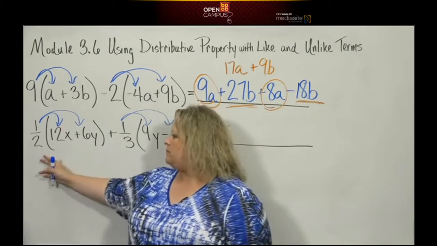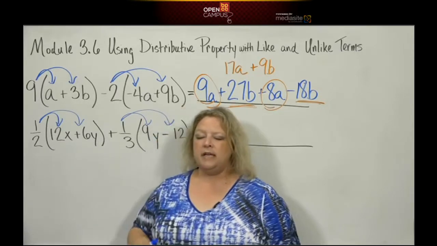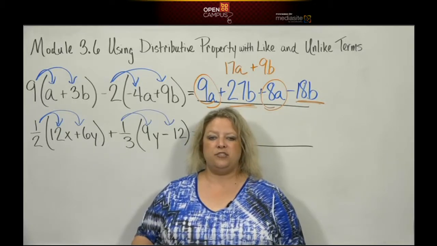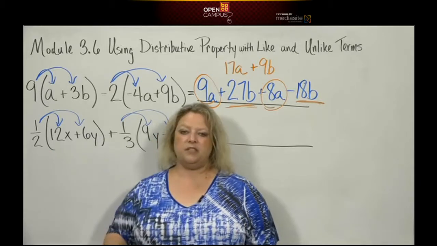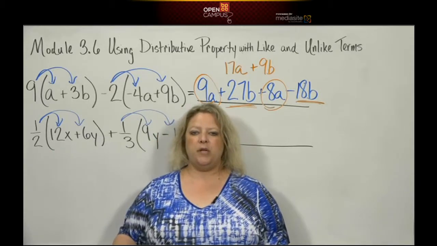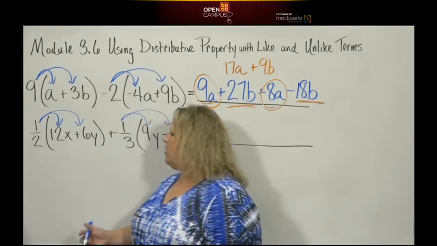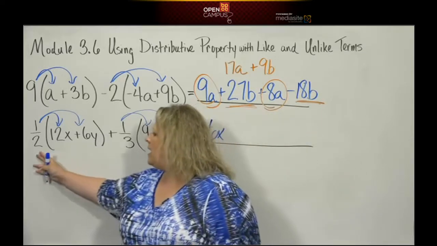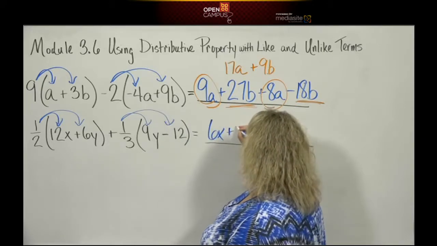matter. So if I take half of 12, anytime you take half of something, what are you really doing? Cutting it into 2 equal parts. So if I took the number 12 and I wanted to cut that into 2 equal parts, each part would be what? 6. So that would be 1/2 times 12, that makes 6x. And then 1/2 times 6, half of 6 is 3, so that would be 3y.